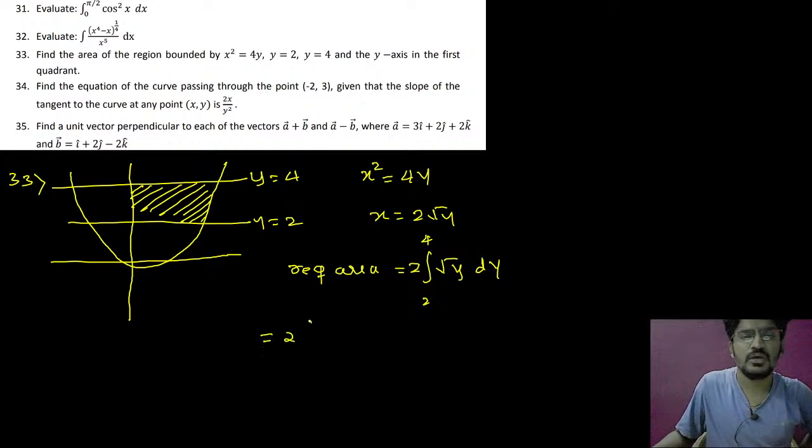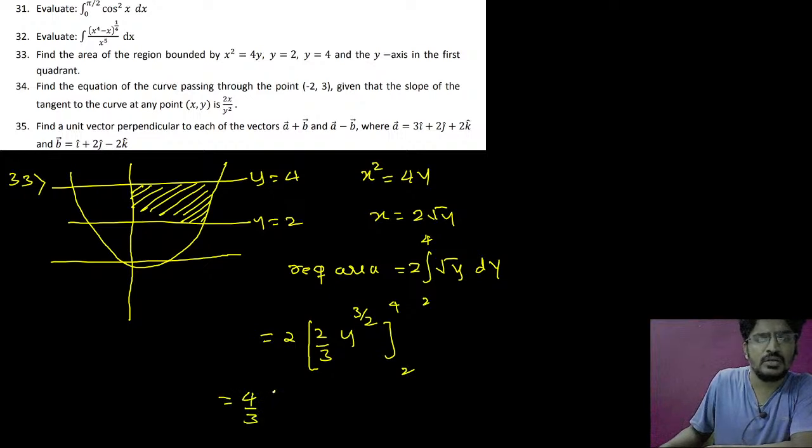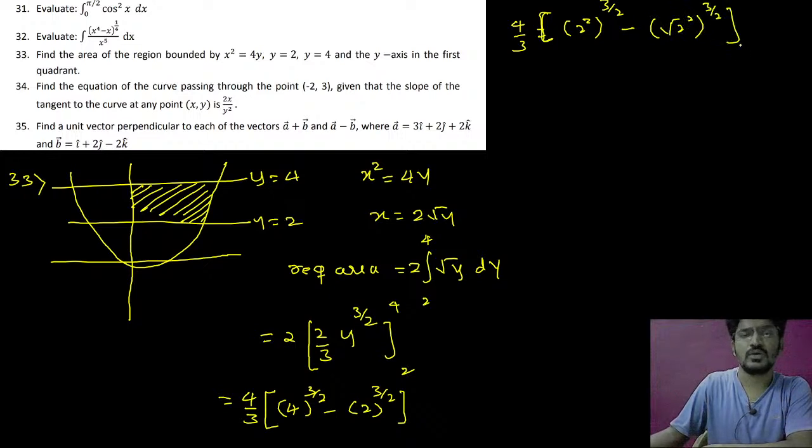2 times the integration of root y, that is y to the power of 1 by 2 plus 1, which is 3 by 2. Here you can write it as 2 by 3, from 2 to 4. So this is 4 by 3, multiplied with y value 4, so 4 to the power of 3 by 2, minus 2 to the power of 3 by 2. 4 you can write as 2 square to the power of 3 by 2, minus 2 can be written as root 2 square to the power of 3 by 2.